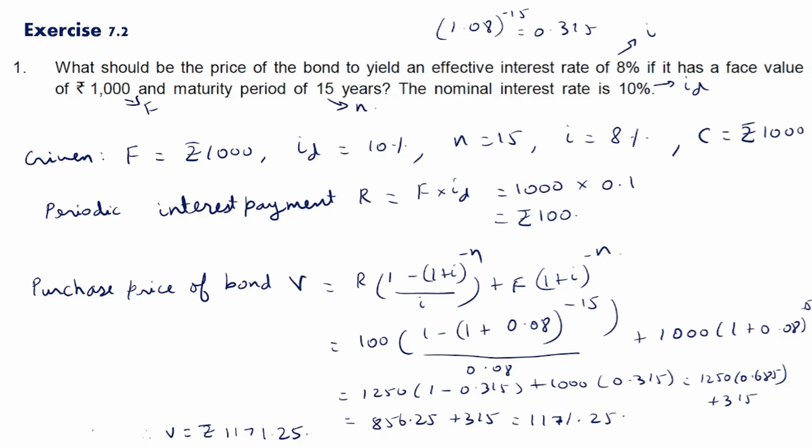Now this question is for 4 marks. Writing what is given, finding the number of periods, finding the rate per period or effective interest rate per period, redemption price, all these, and finding the periodic interest payment, all these carry 1.5 marks. Then writing the formula, substituting the values, all these carry 1.5 marks, and writing the final answer carries 1 mark.